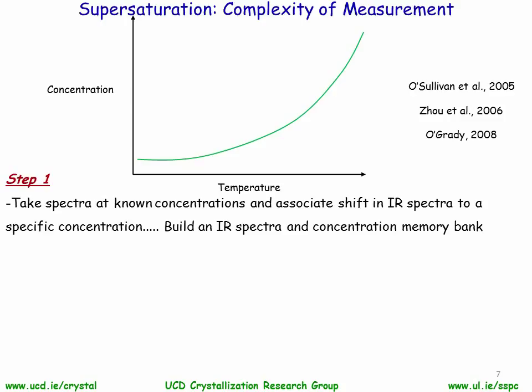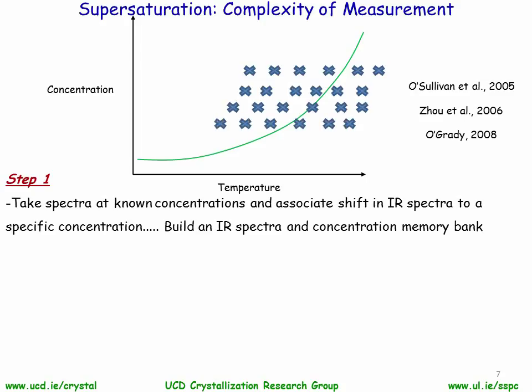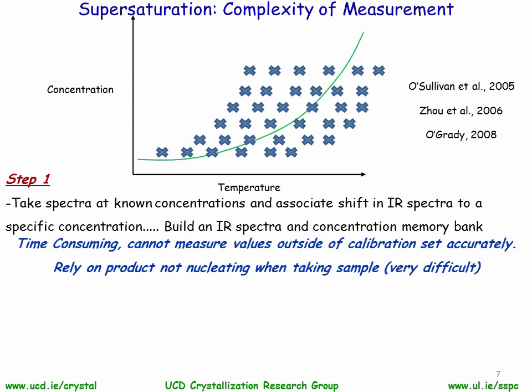So essentially you have to build up a memory bank. So when interpreting the IR data, you're able to associate a shift in IR spectra to a specific concentration. Shown here by the X values would be typical concentrations that one would make up and take an IR spectra of. So as you can see, you can take spectra across the entire solubility curve to ensure the accurate quantitative assessment of the IR signal.